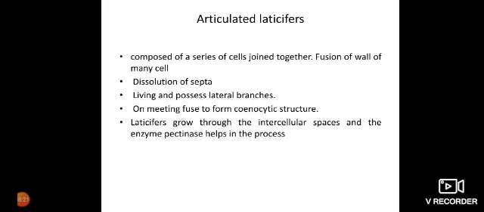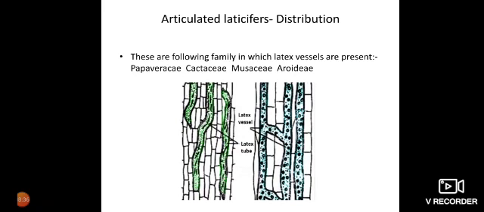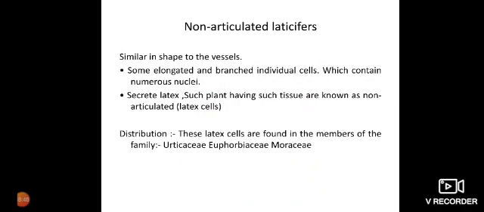The laticifer system in the rubber tree, which belongs to the Euphorbiaceae, is such an outstanding rubber producer in the secretory system that dissolves in the xylem vessels. So this picture shows the articulated laticifers, which are usually distributed in the Papaveraceae, Cactaceae and Musaceae families.